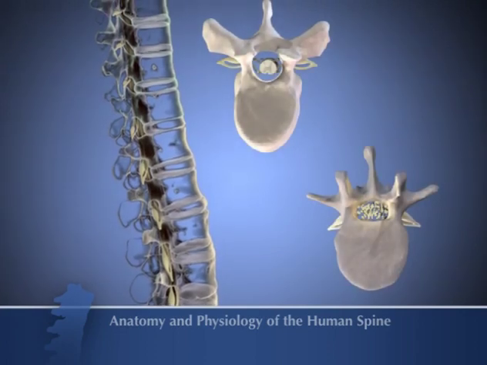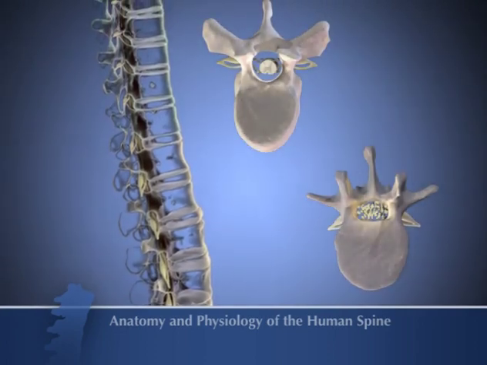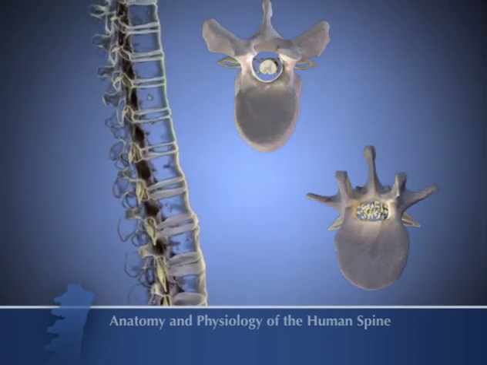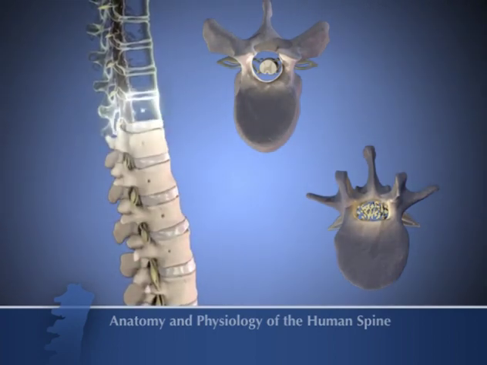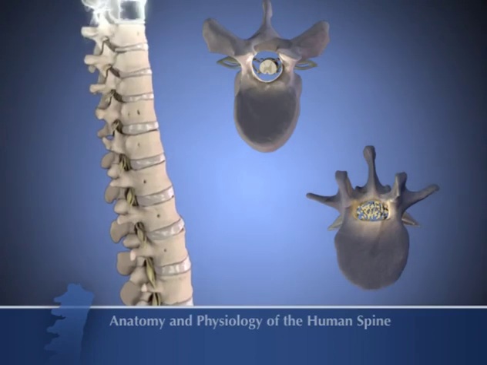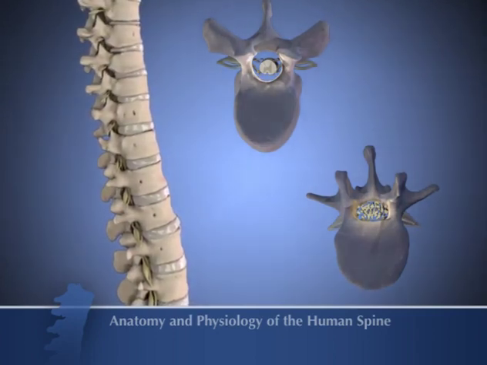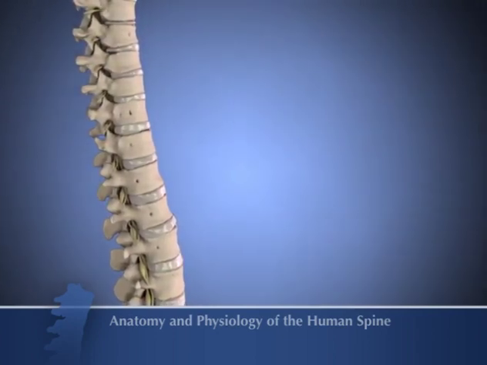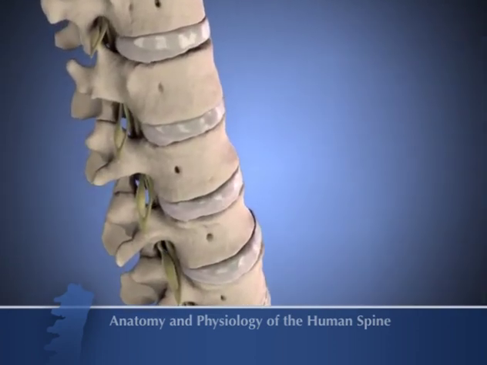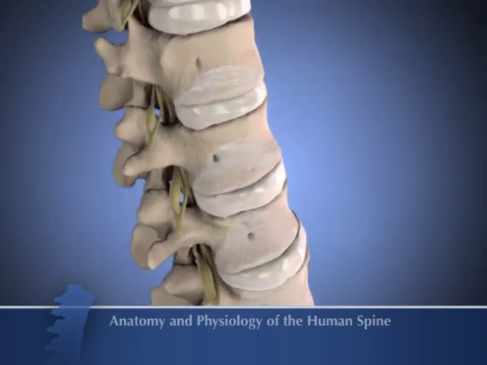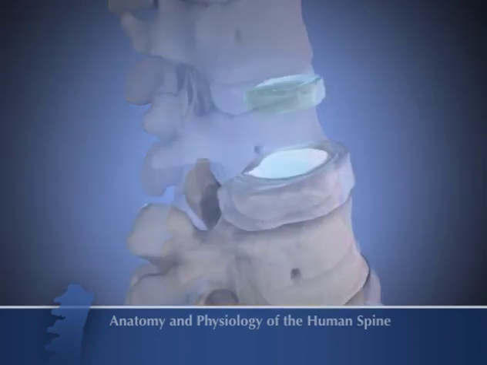Each of the bones that make up the spinal column has a hole in the center, and when these bones are stacked, it creates a channel that surrounds and protects the spinal cord. The bones or vertebrae that make up the spinal column are not stacked directly on top of each other. There are spaces between them that are maintained by round spongy pads of cartilage called intervertebral discs.